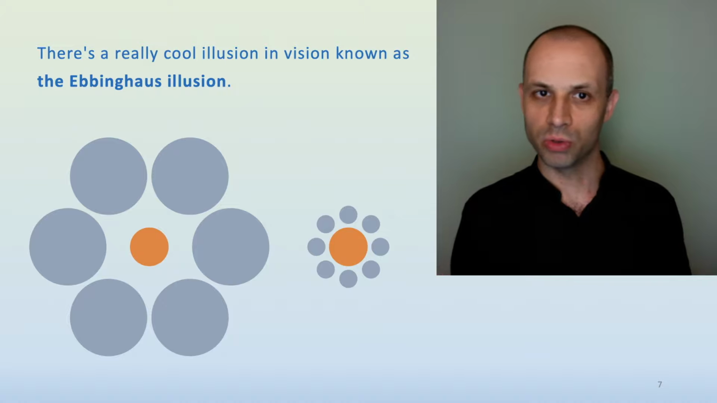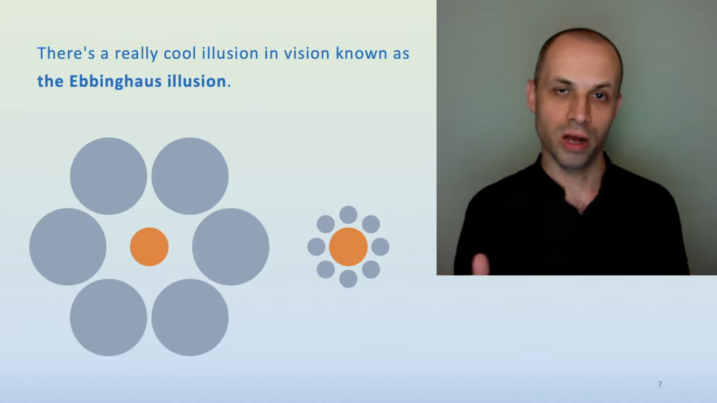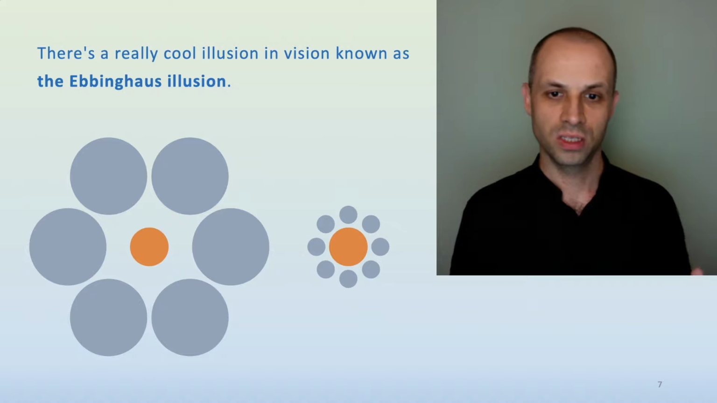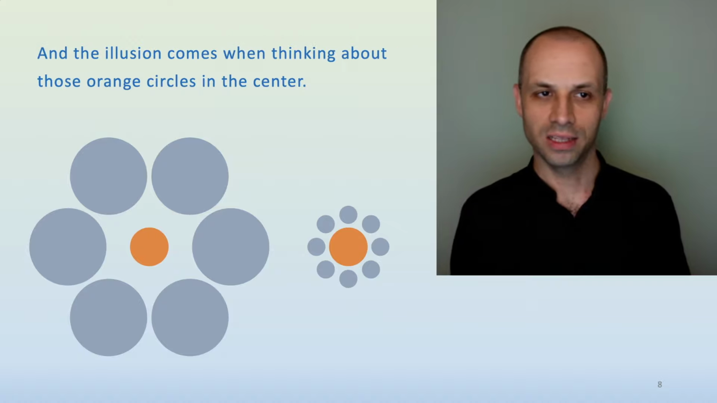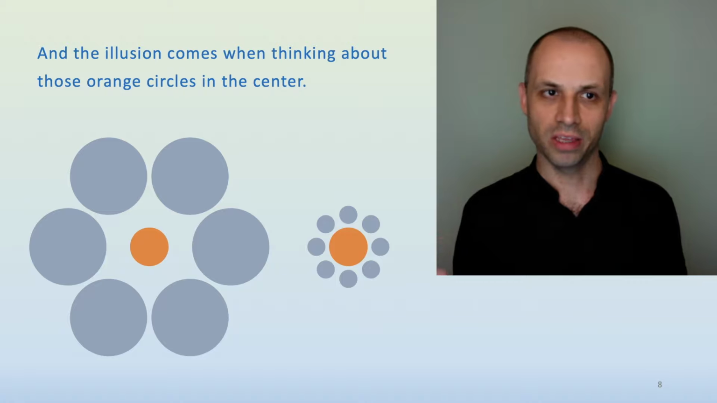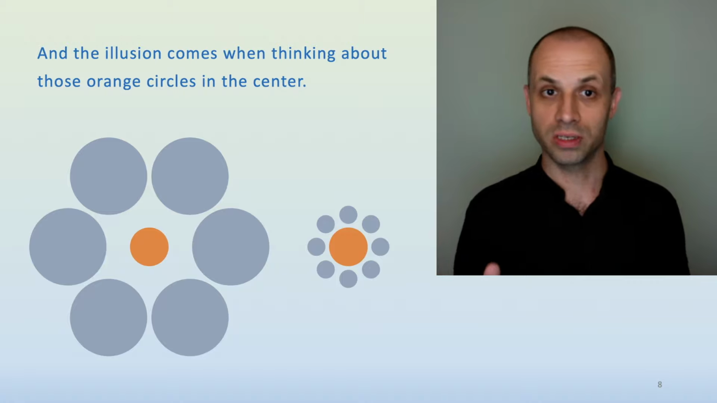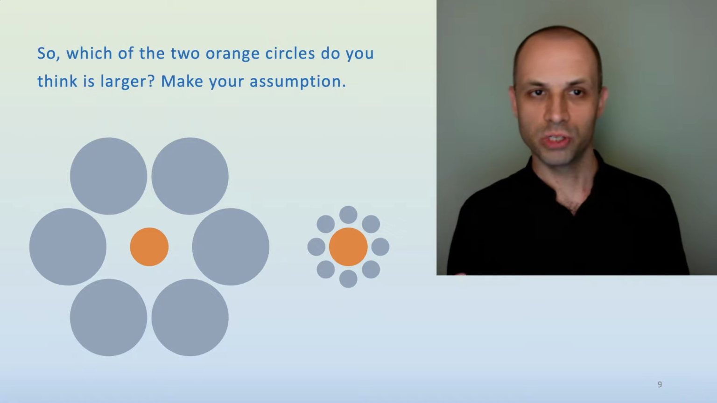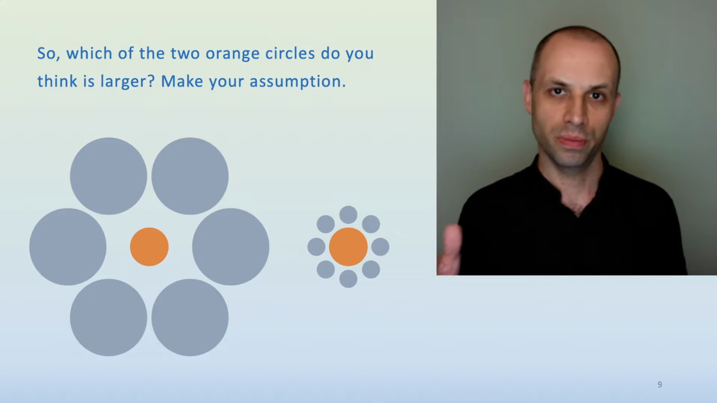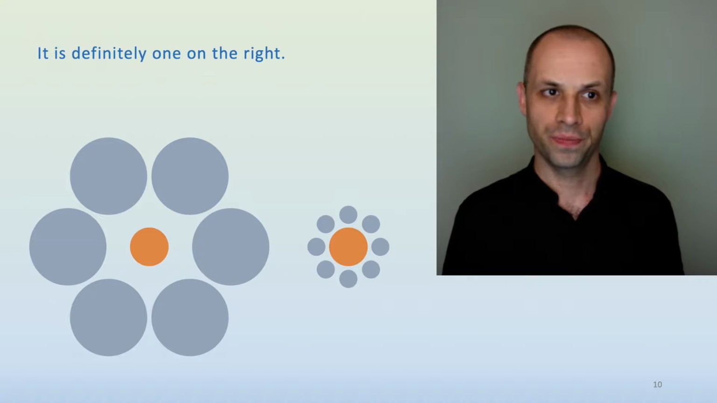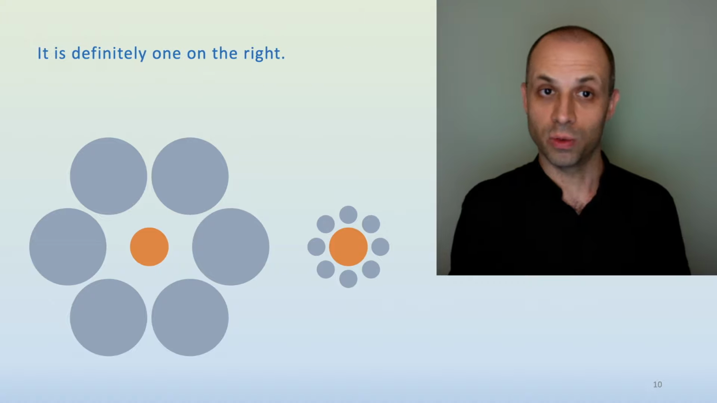There is a really cool illusion in vision known as the Ebbinghaus illusion. So take a look at that. The illusion comes when thinking about those orange circles in the center. So which of the 2 orange circles do you think is larger? Make your assumption. It is definitely the one on the right.